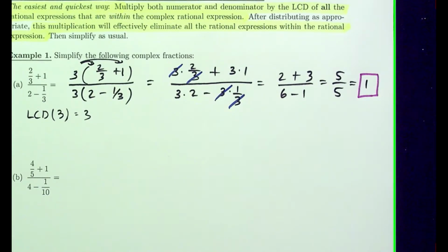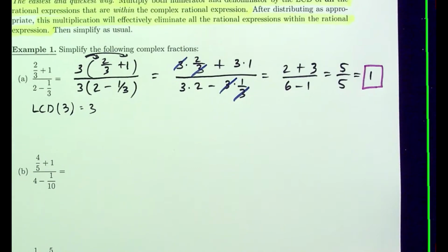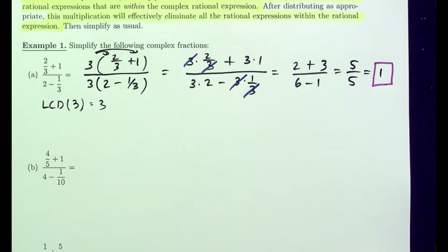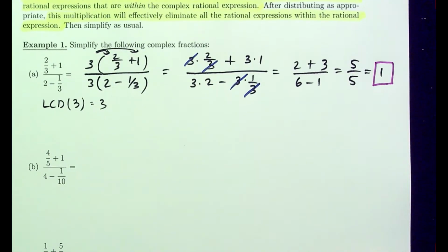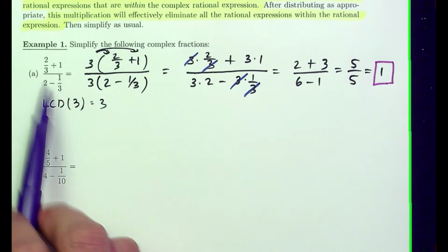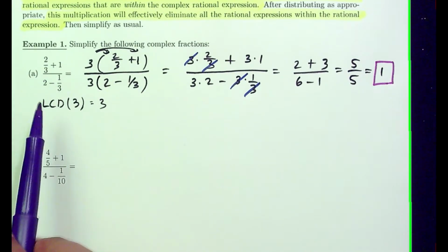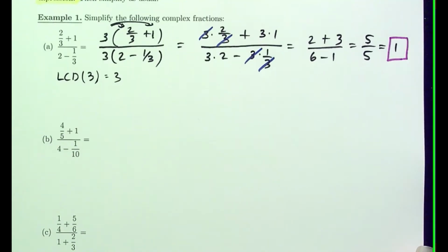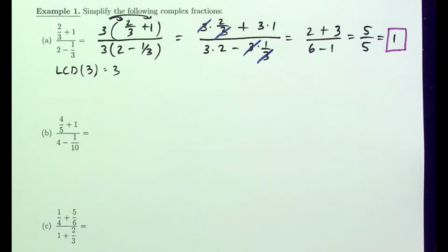All right. So that's all you have to do. Just multiply by the LCD of all the denominators that you see. In this one, we only had one type of the denominator, namely a 3, so that was just that. But let's do another one where we have two different denominators.